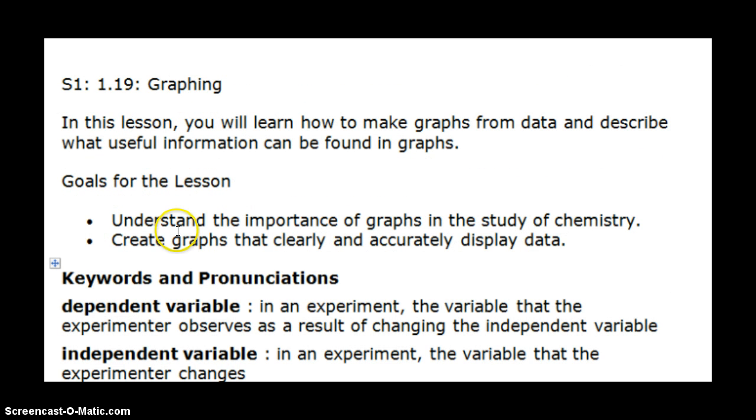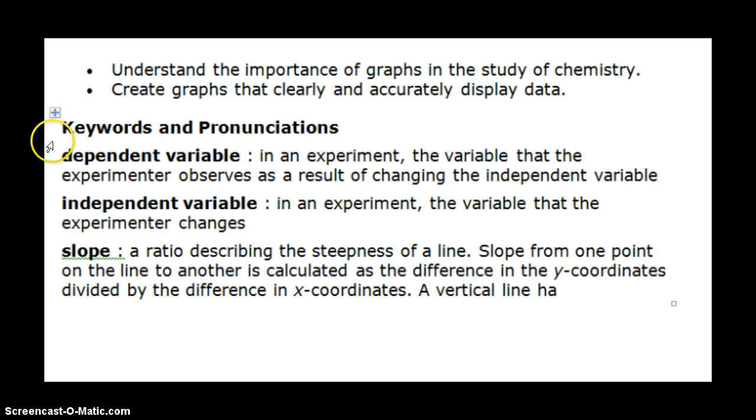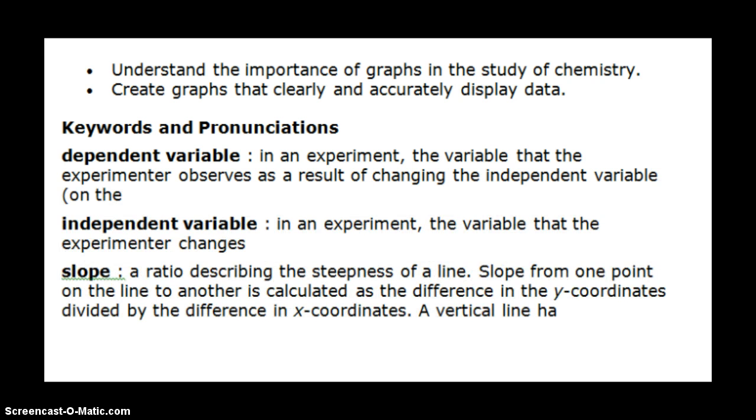And I just kept the introduction and the goals. Our keywords and pronunciation: dependent variable. In an experiment, the variable that the experimenter observes as a result of changing the independent variable. And is this one on the y or the x-axis? And the dependent is on the y-axis. And independent, in an experiment, the variable that the experimenter changes. And this one is going to be on the x-axis. And slope. We'll come back to slope.